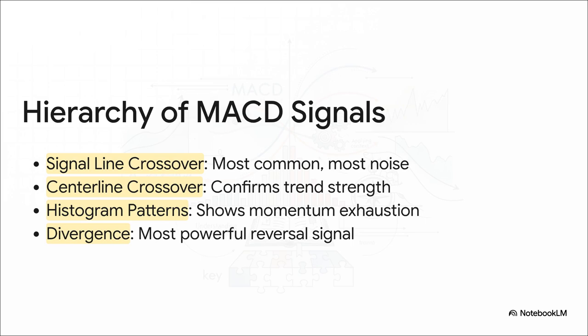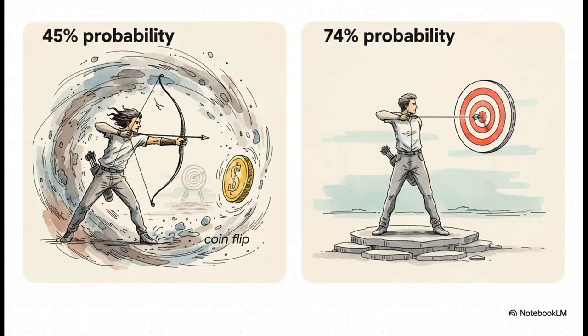Professionals really think about MACD signals in a sort of hierarchy. At the bottom, you've got the basic signal line crossover. It happens all the time, but it's also the noisiest. A step up is the center line crossover, which is great for confirming trend strength. And way up at the top, you have divergence, the most powerful reversal signal, but also the one most people get wrong.